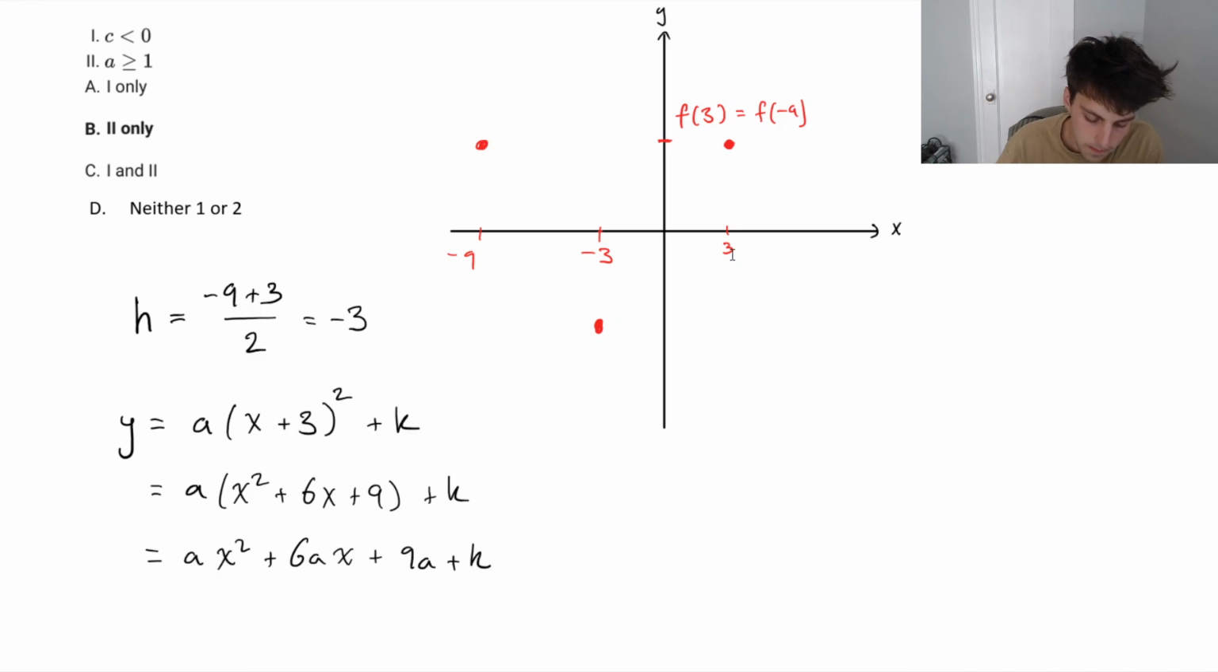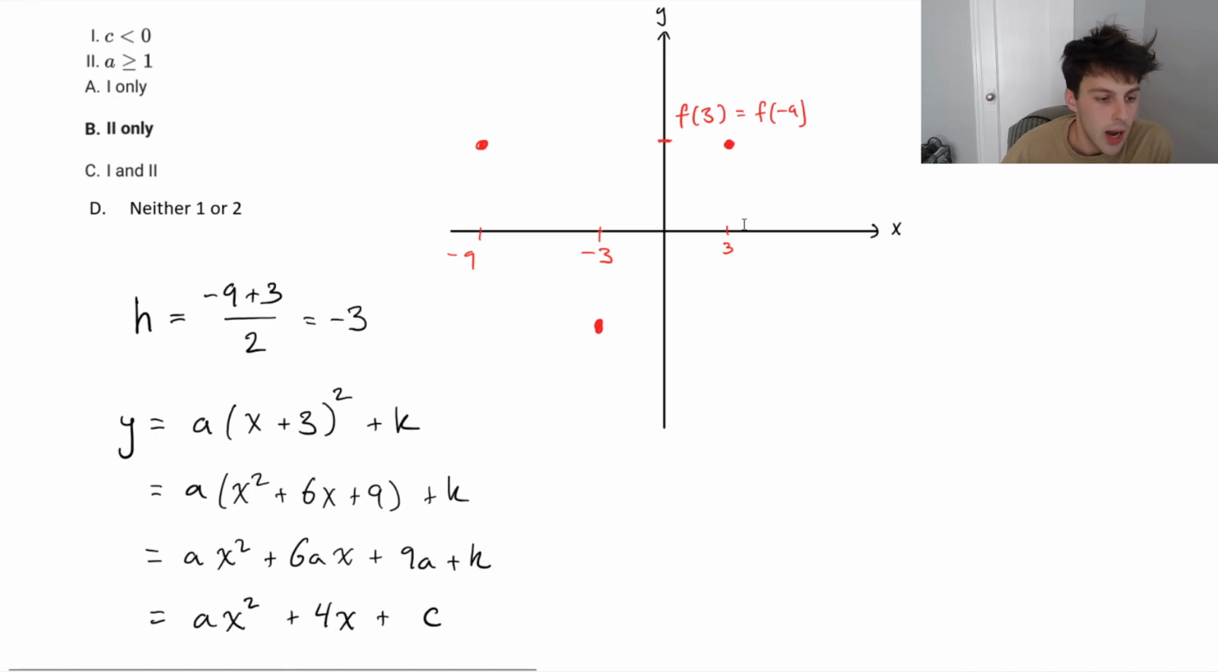right? And we know that we just expanded our vertex form, but we know that it also takes the standard form of what it's given in the question, which is ax squared plus 4x plus c.